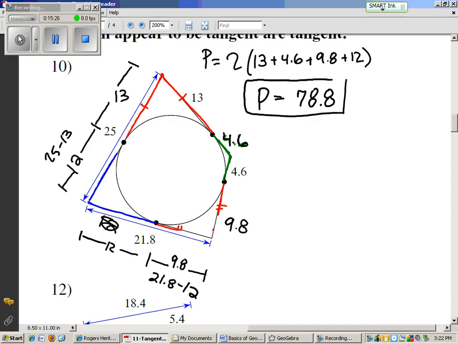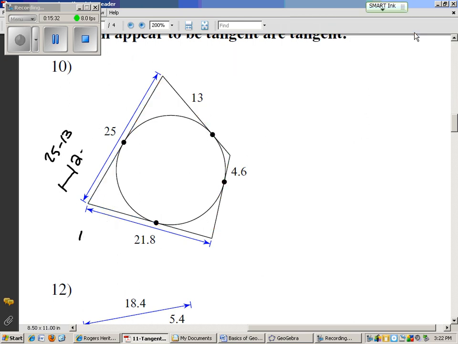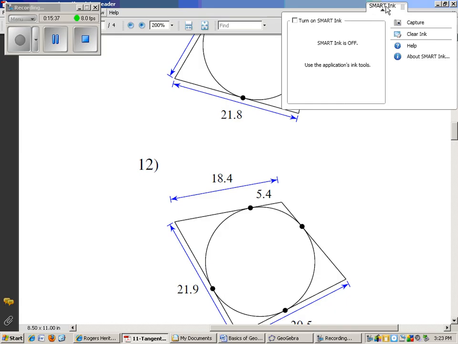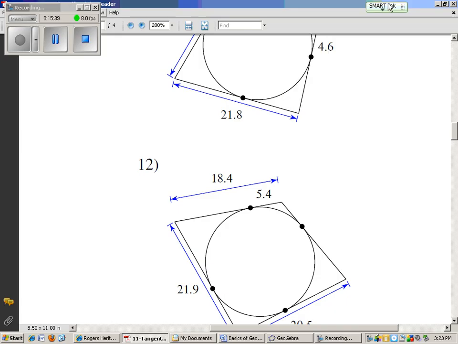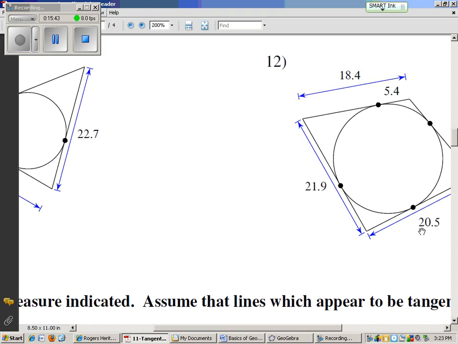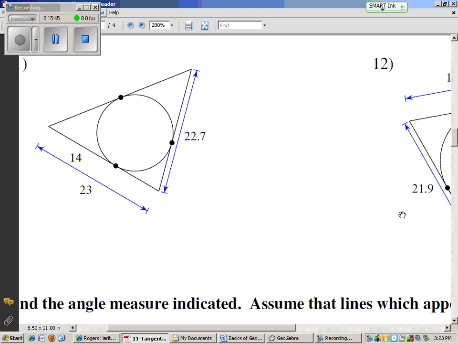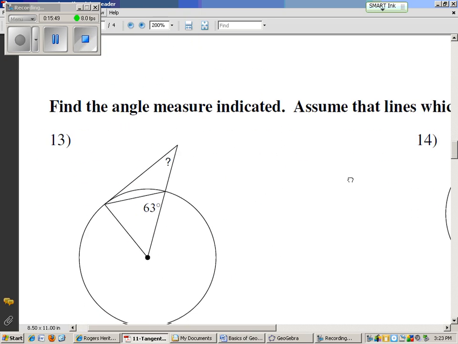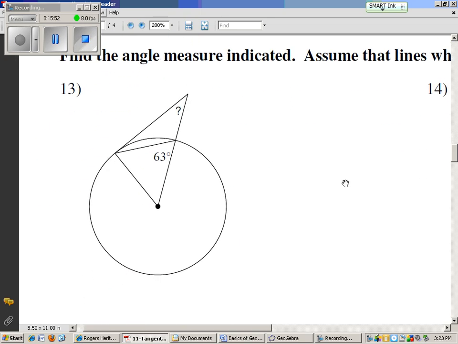Okay, and let's examine how the rest of these look. I'm going to clear this. Number 12, same as the previous ones. Number 11, same thing. We're good. Okay, so number 13. Find the angle measure indicated.